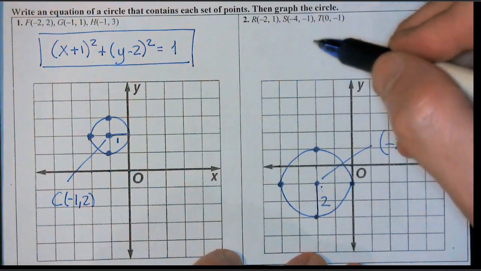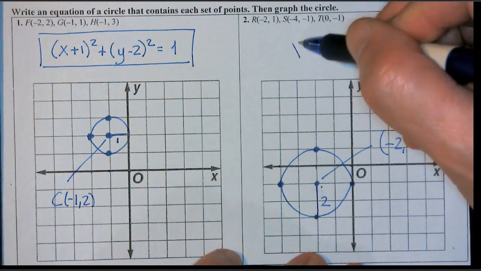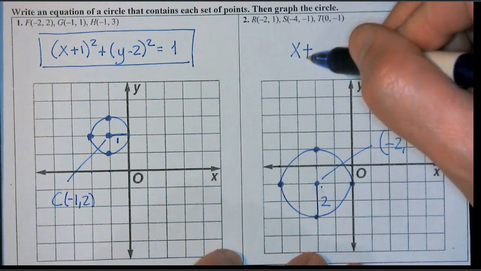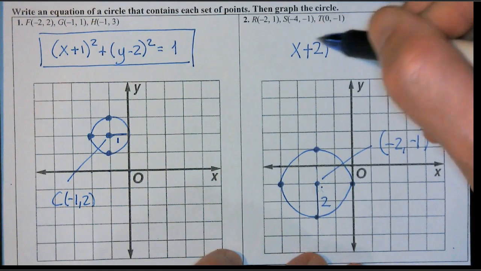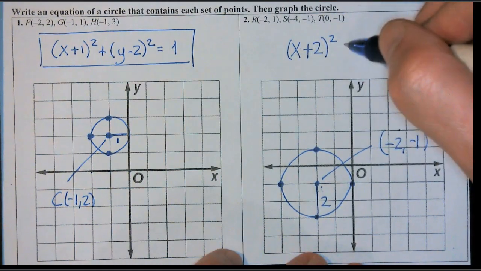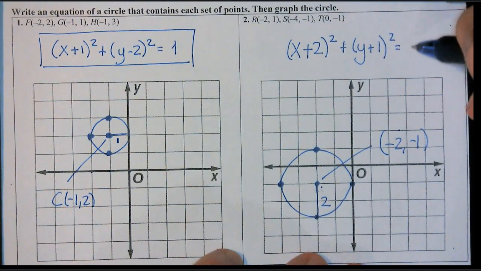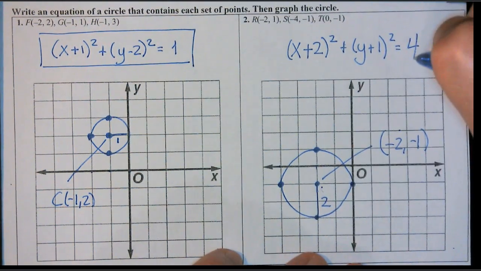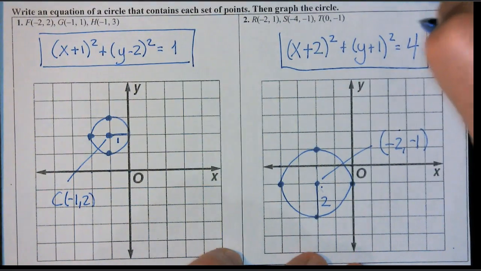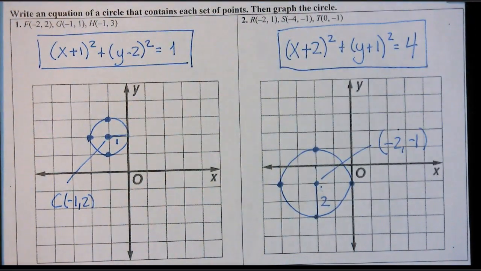So now with that information, I can write my equation, which would be x plus 2. Remember to change the sign. Plus y plus 1 squared equals the radius squared, which is 4. And there we go. That's the equation of our circle.